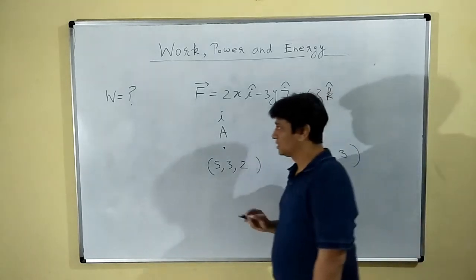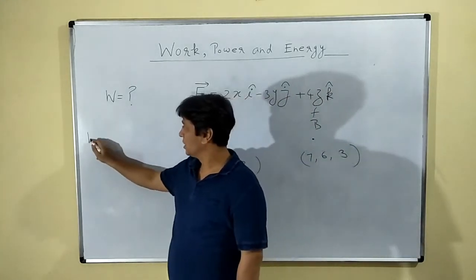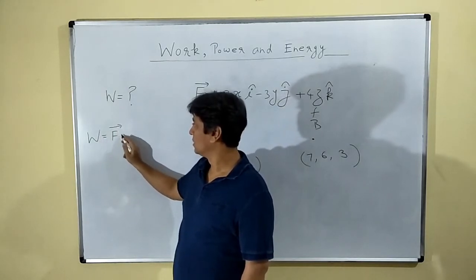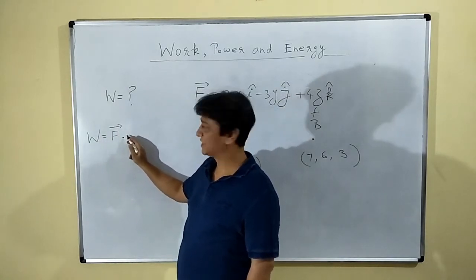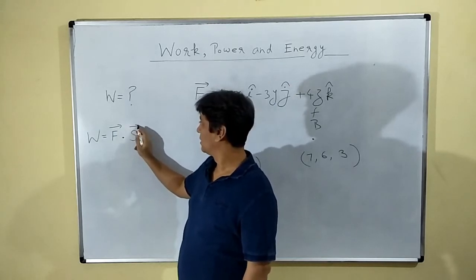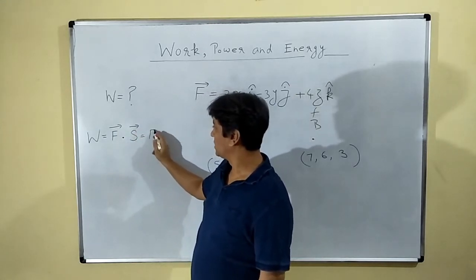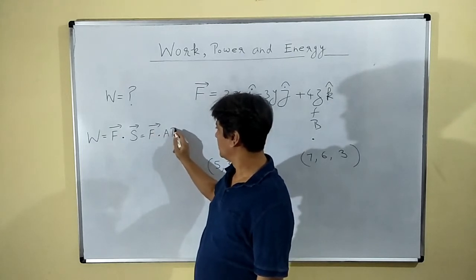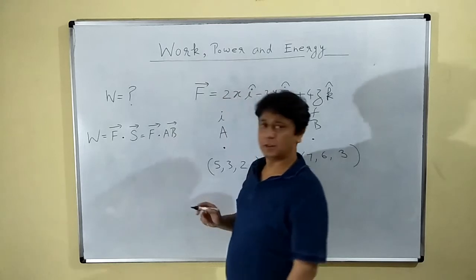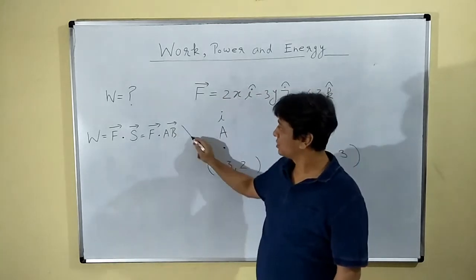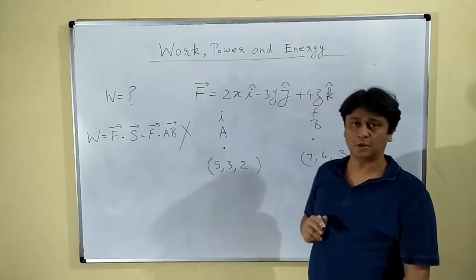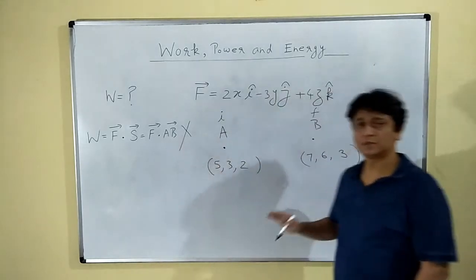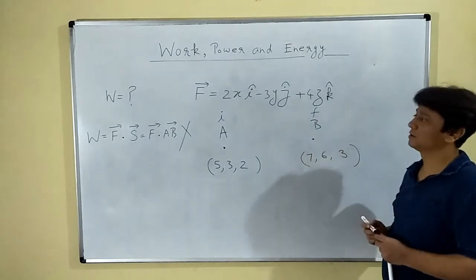Now when you need work this time, if you go for force dot displacement, which you write as F dot AB, then this thing will not work. If you go for work this way, this method will not work.